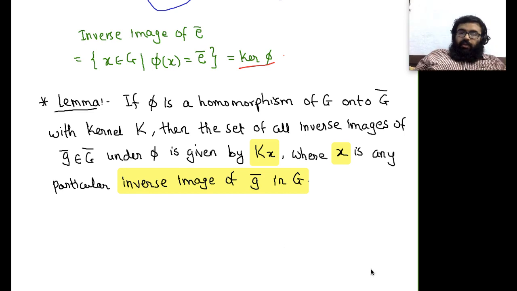Now Hiralal had asked for an example, so I'll give you an example here.